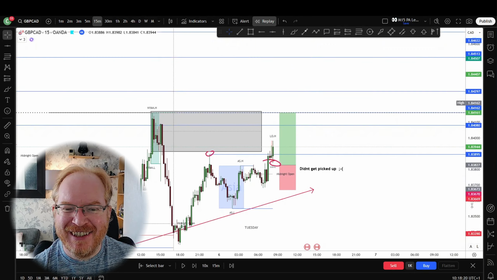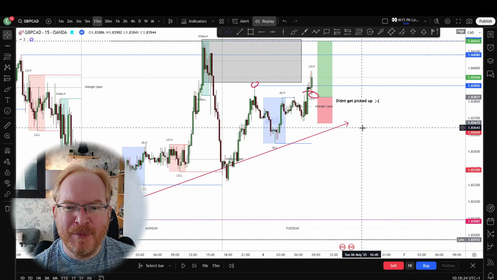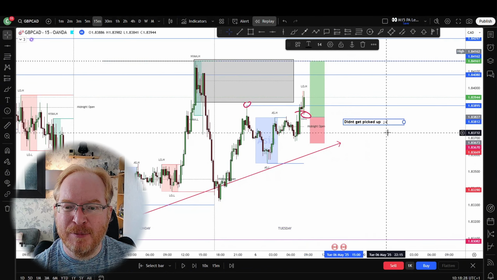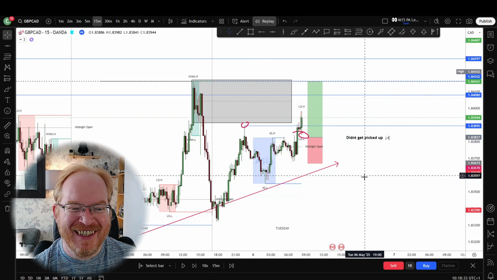This was the trade idea. Let's have a look now. £CAD. We're in replay mode, just so you can see what happens. You can already see that it didn't get picked up with an unsmiley face. And you'll see why there's an unsmiley face there in a second.